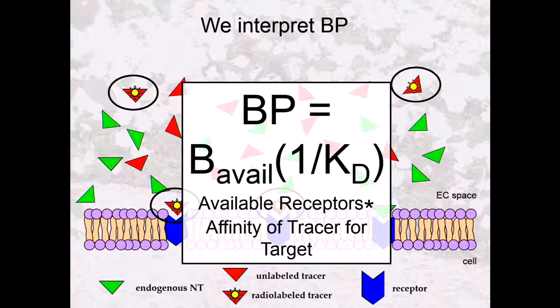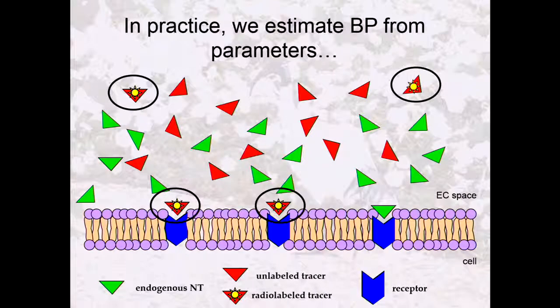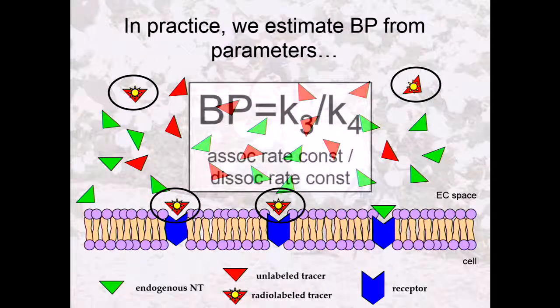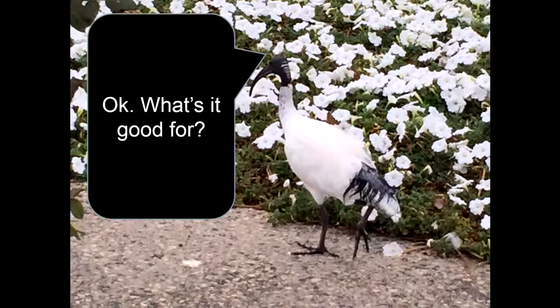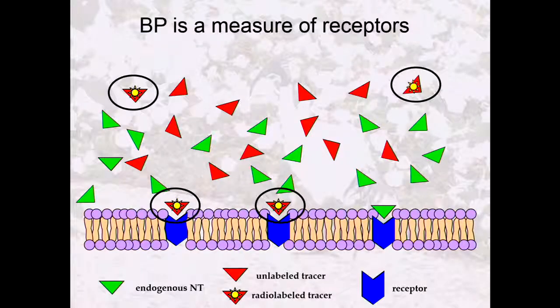Now we interpret binding potential typically as the product of the available number of receptors and the affinity. Okay? And we estimate it as a ratio of two rate constants. Okay, so there's what it is theoretically, how we interpret it, and how we actually measure it. But the real question that the ibis would ask is, what is this thing good for? And I'll try to explain very quickly.